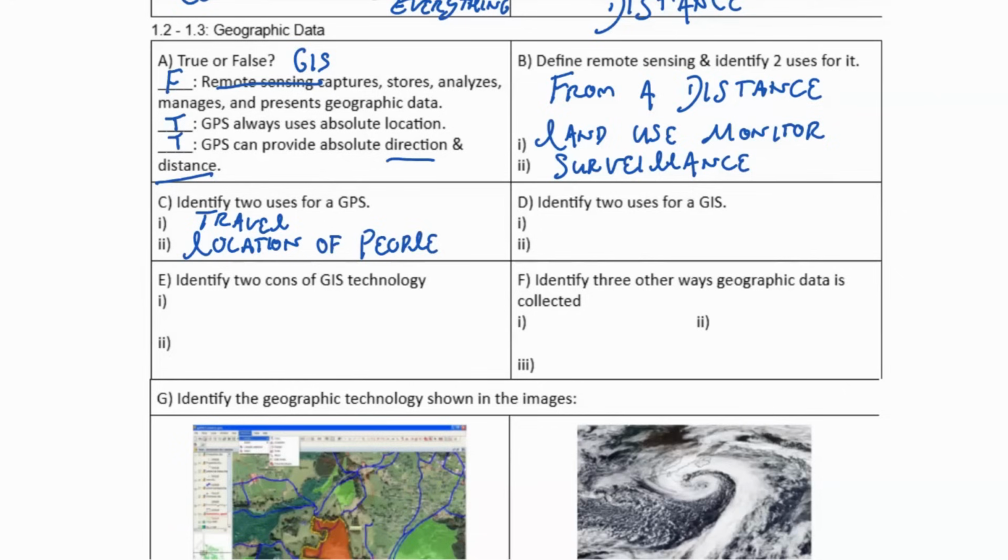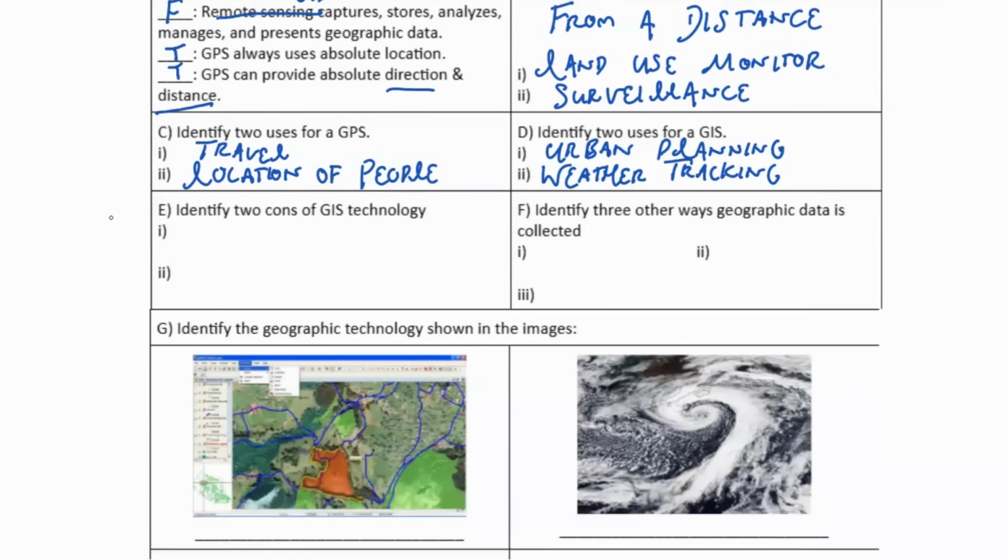Then we have identify two uses for a GIS. And so urban planning, of course, you can use urban planning with a GIS, and track and see what's being used on particular land in an urban area. Also, weather tracking. So you can track weather with a GIS as well. Those are pretty popular uses. You can also use these with remote sensing. Just use them in different ways or use them together to get a bigger picture. That's the great thing with technologies. We use a lot of different technologies together to get us information.